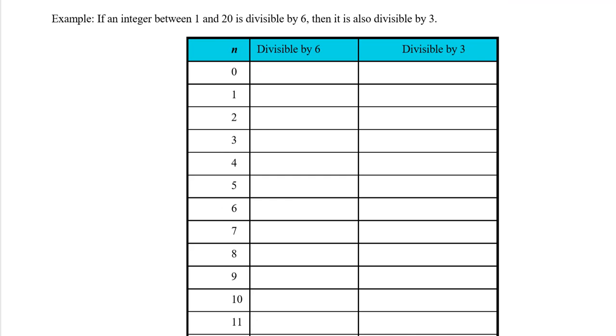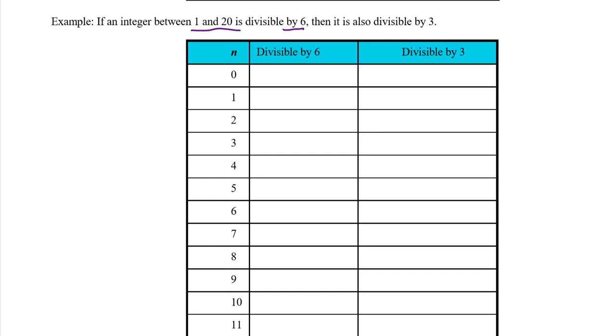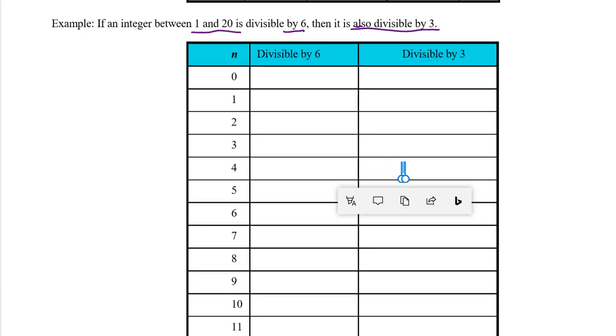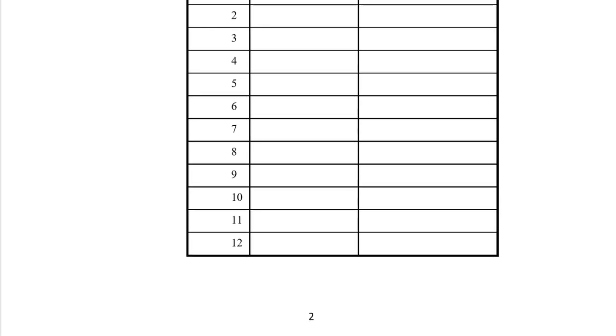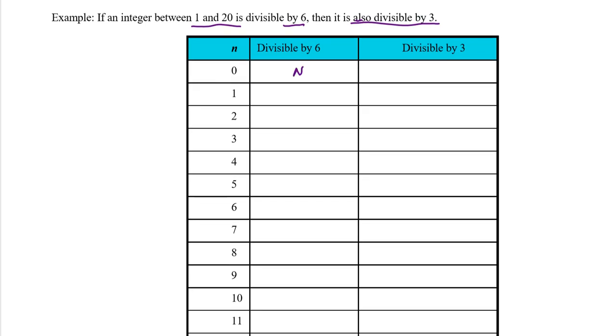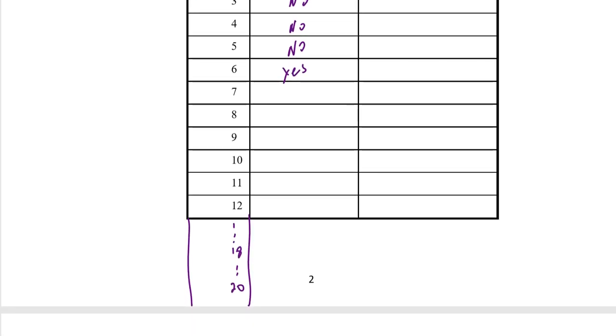It says if an integer between 1 and 20 is divisible by 6, then it's going to be divisible by 3. So what we do here is list the numbers from 0 to 20 and check which are divisible by 6. I wrote all the numbers here, but I didn't write all the way to 20, so you could keep going until you get to 18 and then 20. As we see, these are all no. But 6 is divisible by 6 because 6 over 6 is 1.